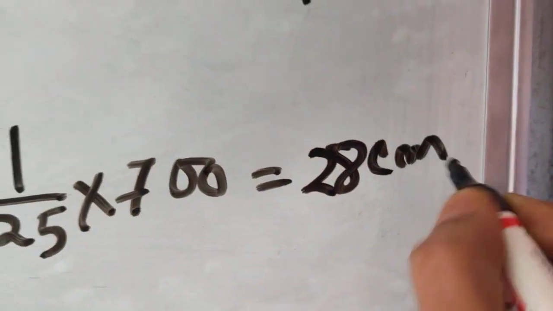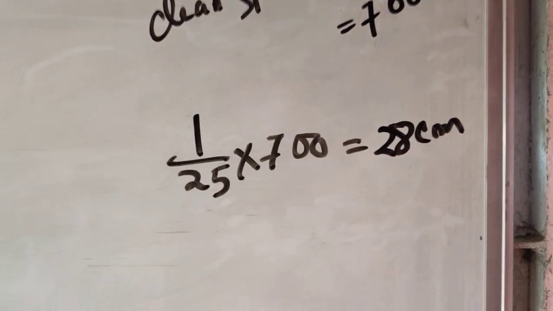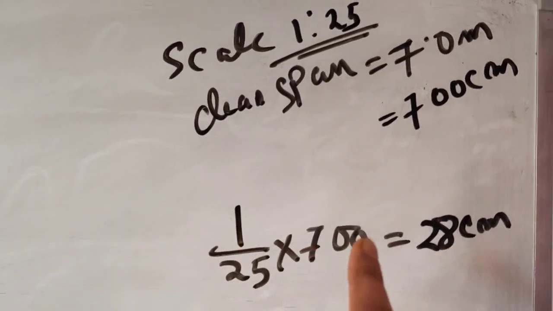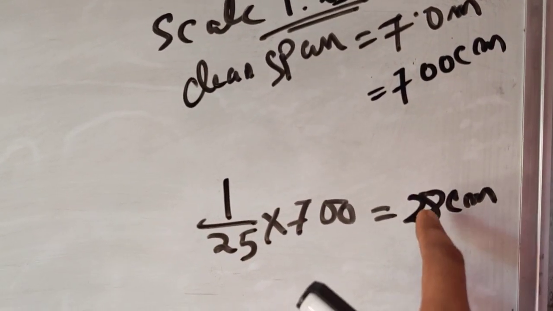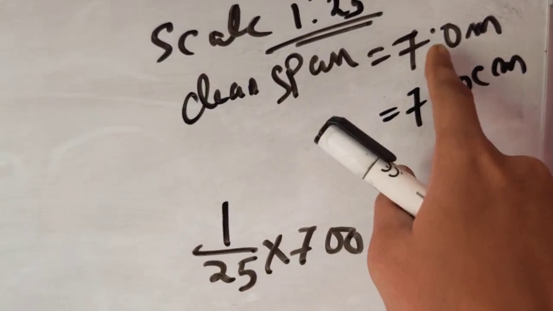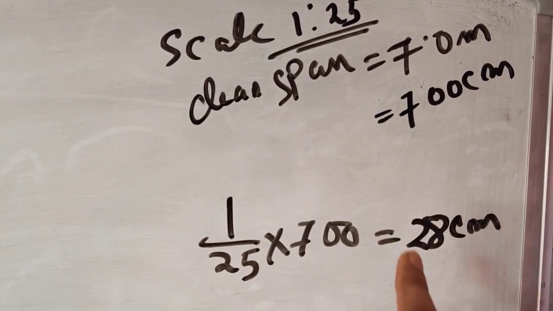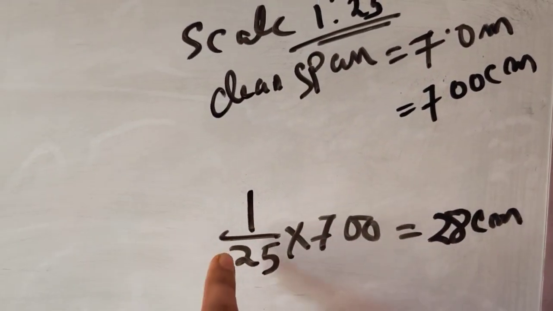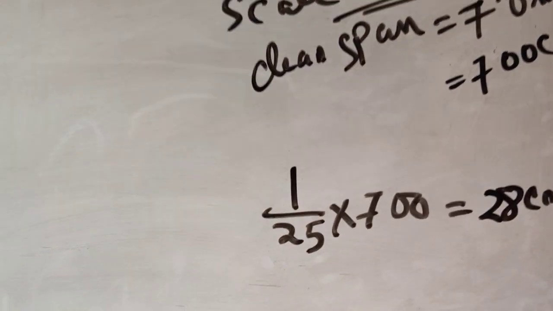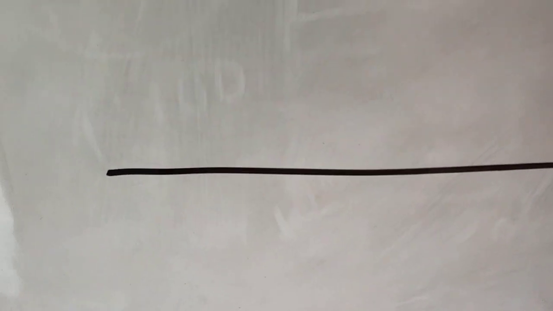You don't need to write these calculations. I'm just showing these calculations to make you understand. Okay. So the clear span that we have to draw is 28 centimeter, but what is the actual clear span? Actual clear span is 7 meter, but we have to represent that 7 meter by 28 centimeter because the scale we are using is 1:25. Okay. So now first of all, let us draw a line of 28 centimeter length. Suppose this is 28 centimeter length.